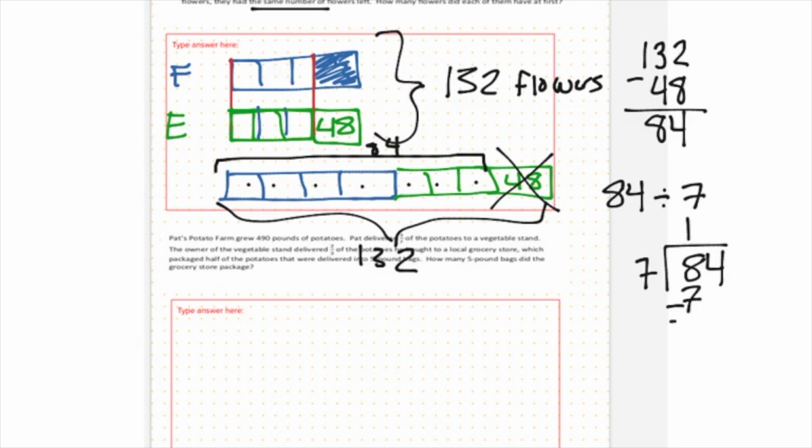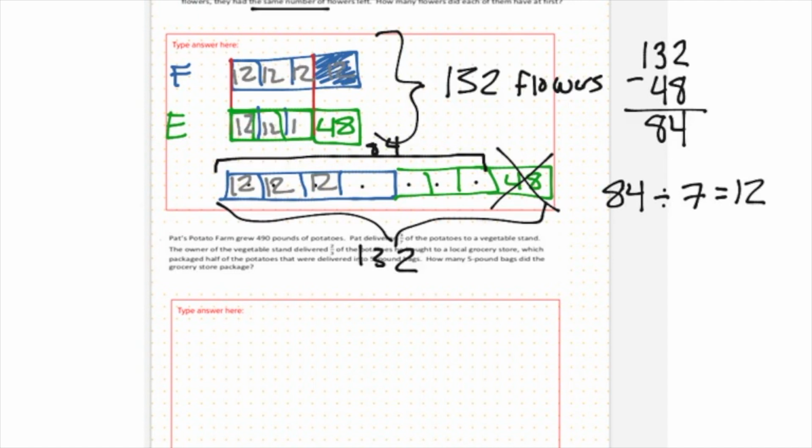7 goes in 1 time, gives us 7. We bring down the 4. 7 goes into 14 2 times. That leaves us with 0. So we got 12. Okay, what does this 12 mean? This 12 is telling us how much is in each of these. So if I were to bring that up, 12, 12, 12, 12, 12, 12, 12. Okay, how many flowers did they have at first? Well, Fred, we just said, had 12 in each of those. So we could say 12 times 4, or 12 plus 12 plus 12 plus 12 for Fred.